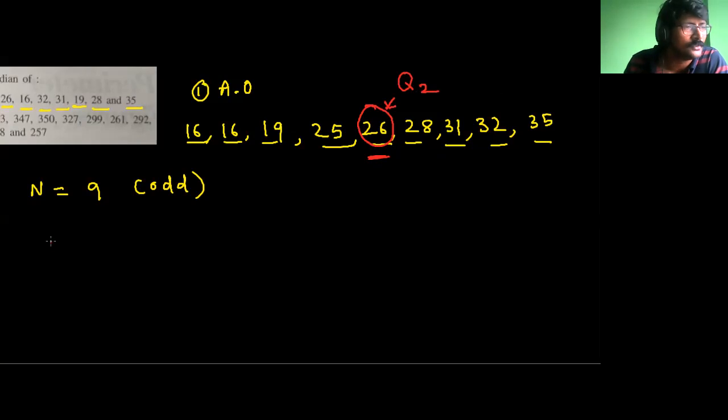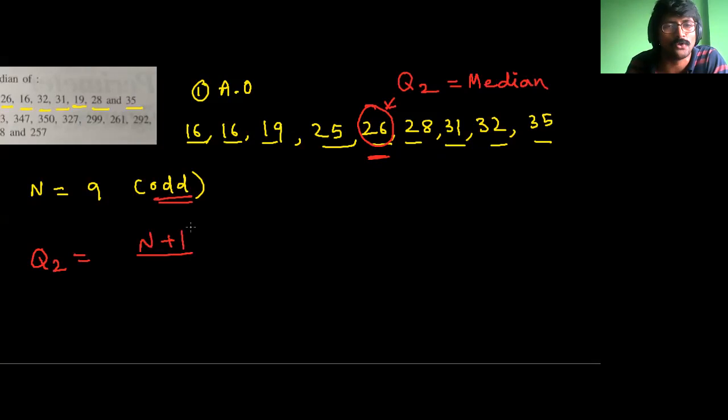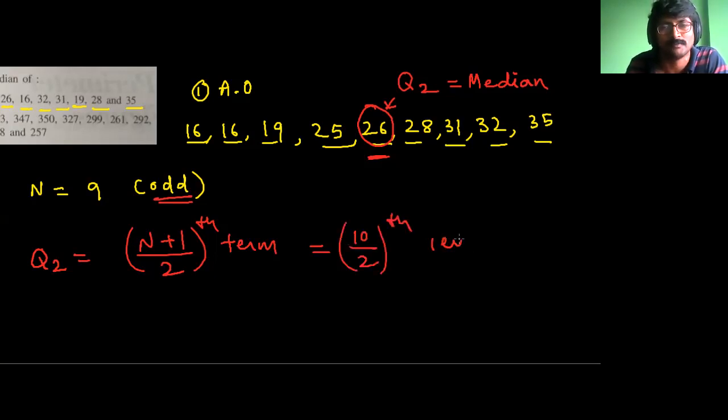What is the formula? Q2 is the median. Now, what is the median formula for an odd number of observations? (n plus 1) upon 2th term. Now what is n? 9 plus 1, 10 upon 2th term. What does 10 upon 2th term become? 5th term. Isn't it? What does the 5th term become, children? Look at this. 5th term.